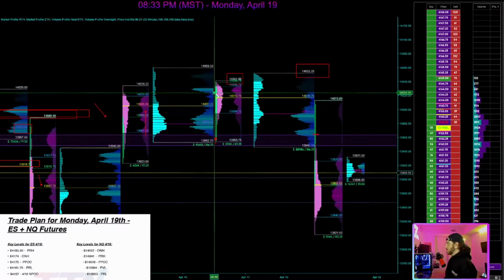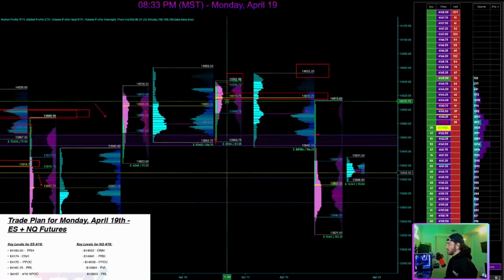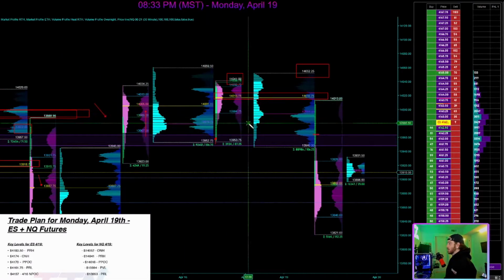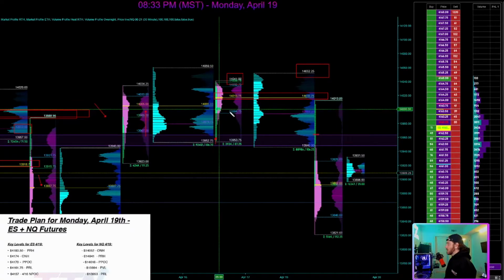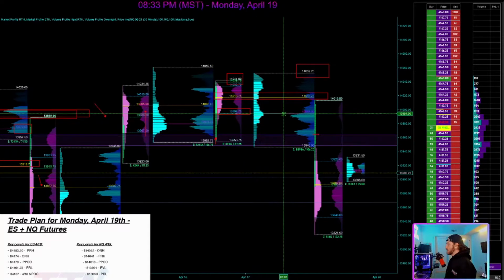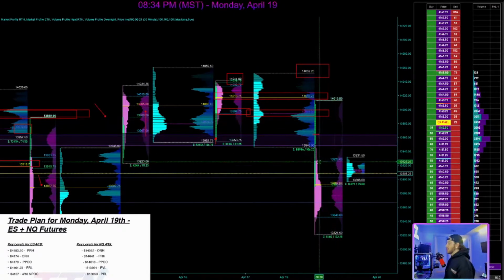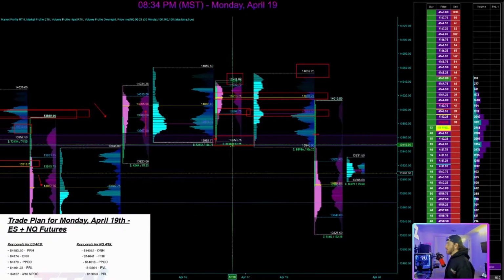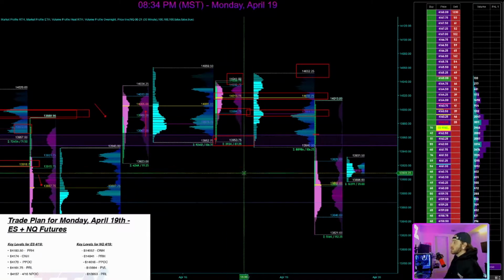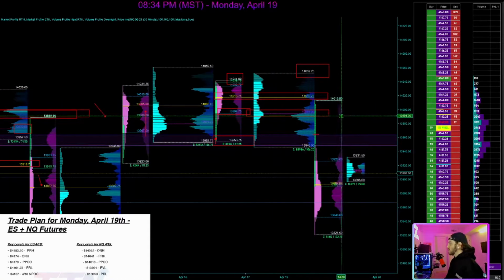Third level, just like ES, was that prior POC from Friday, 14,016. And the next level I was looking at was the prior value area low from Friday at 13,994. That also coincided with the overnight point of control right here at 13,994, same level. And last but not least, prior range low at 13,953 was that last downside level I was looking at.